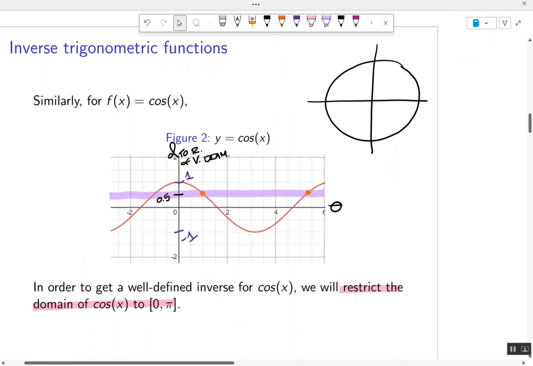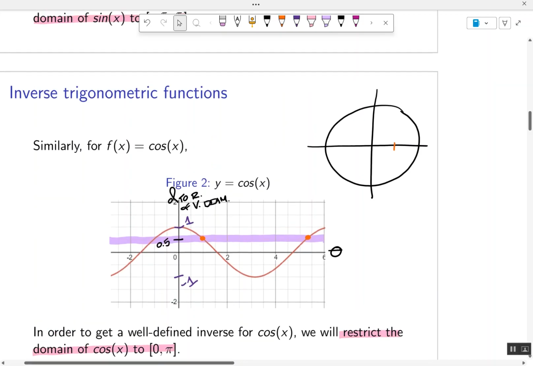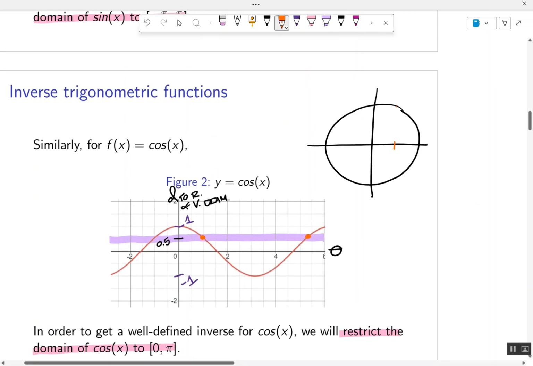So for cosine, same thing right here. Which points on our circle have a distance to the right equal to 0.5? So here's a distance to the right equal to 0.5. This point and this point have the same distance to the right. So what am I trying to say? They have the same cosine.